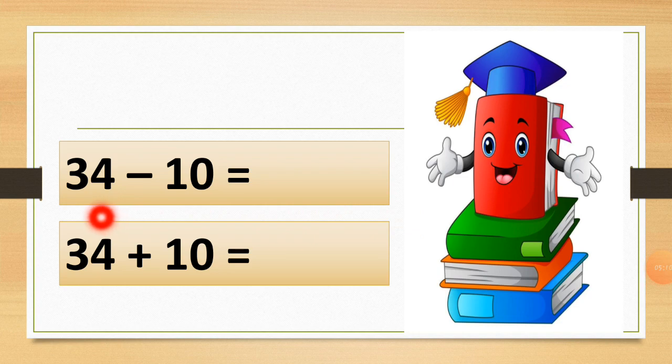See, here is 34 minus 10. So here we have to subtract 10. How do we use this hundreds grid? As I told you, just move one step upside because we are subtracting. We are cutting 10 from the number 34, so we move upside just one step and we will get the answer.